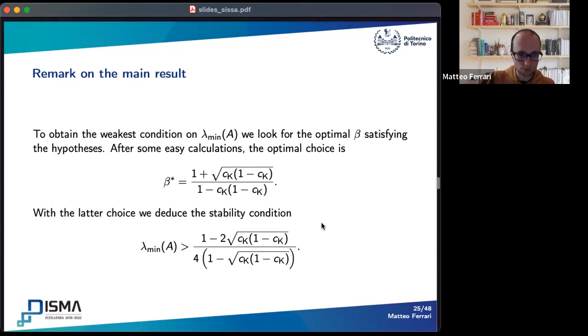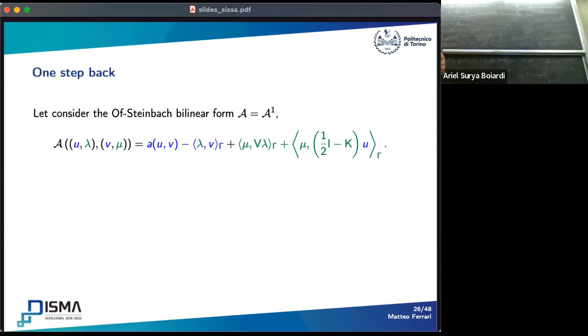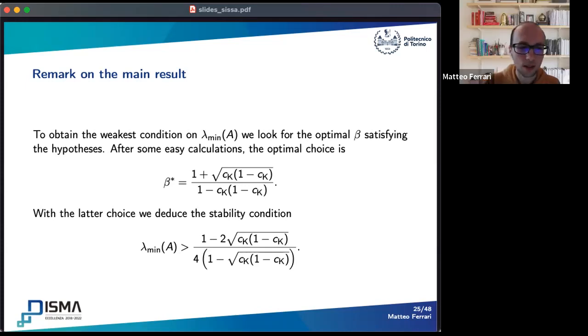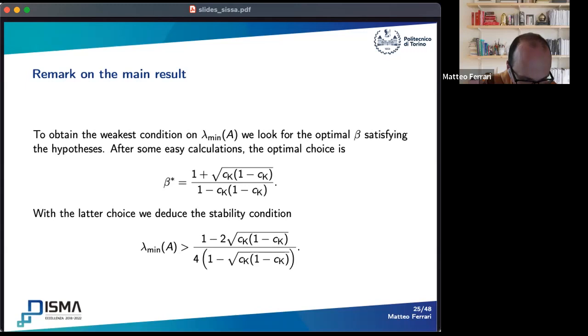Okay, last observation. Let's take one step back. We have a question: does it essentially depend on the shape? Yes, it depends on the shape. Let's say the worse the shape is, the more CK goes to one, depending on the eccentricity. If we have a circle, then CK is 1/2. If we have a very long ellipse, CK tends to one.